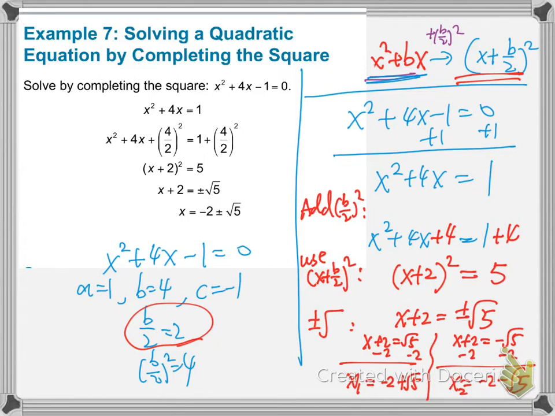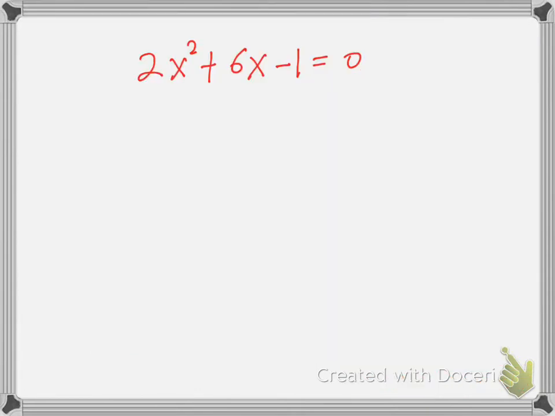So now let's look at, if a is not 1, what should we do? Okay, let's look at this example. 2x squared plus 6x plus 1 is 0. So in this example, there are some fractions. I will show you the completing square method. It's not easy.